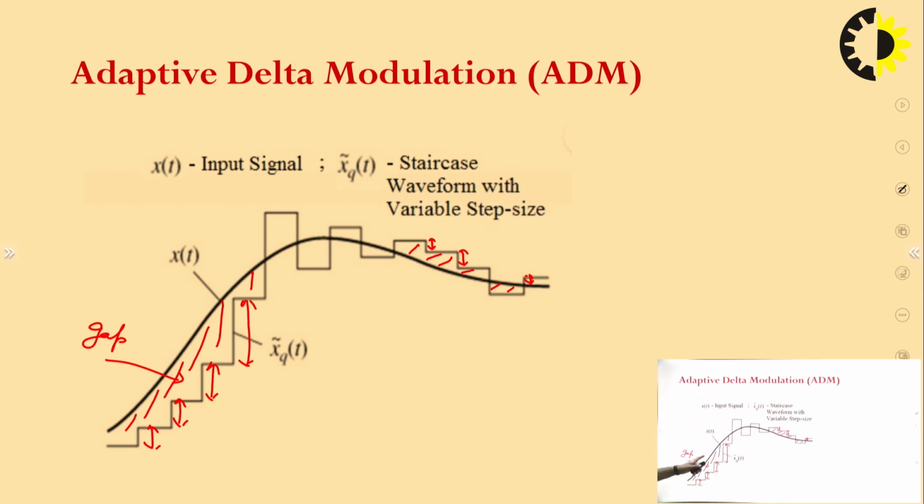So in case of slope overload error, by increasing the step size, and in case of granular noise error, by reducing the step size, the gap is reduced and so the error is reduced.